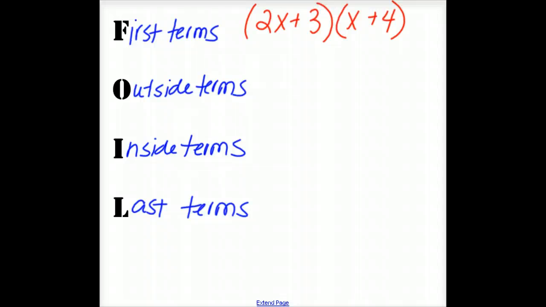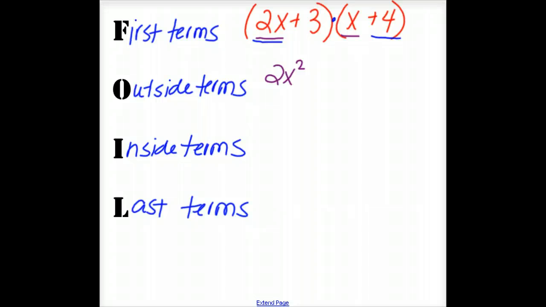Okay, here we're going to multiply. In the last example I showed you the distributive method. Here's the FOIL method. First, I need to take my first terms. That would be the 2x and the x, the first terms in each binomial. Multiply them. 2x times x is 2x squared. Next step, take the outside terms. That would be your 2x and your 4. They're on the outside, and you're multiplying them.